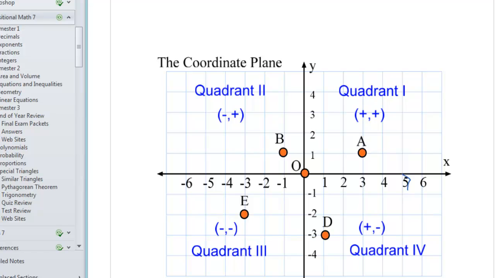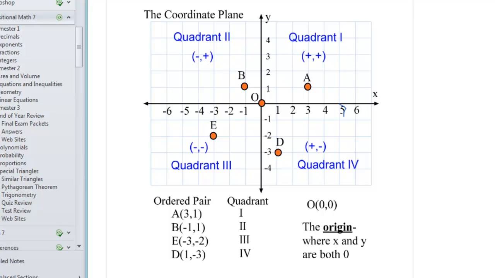In the second quadrant, our x values are negative. You can see that right here. All of our x values will be negative and all of our y values will be positive. And we have an example. You'll see the point B, and the ordered pair for point B is -1, 1. That's in quadrant 2. My x value is negative and my y value is positive.